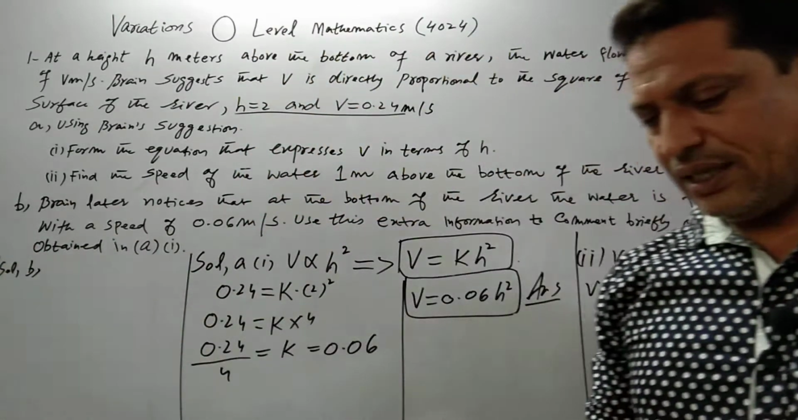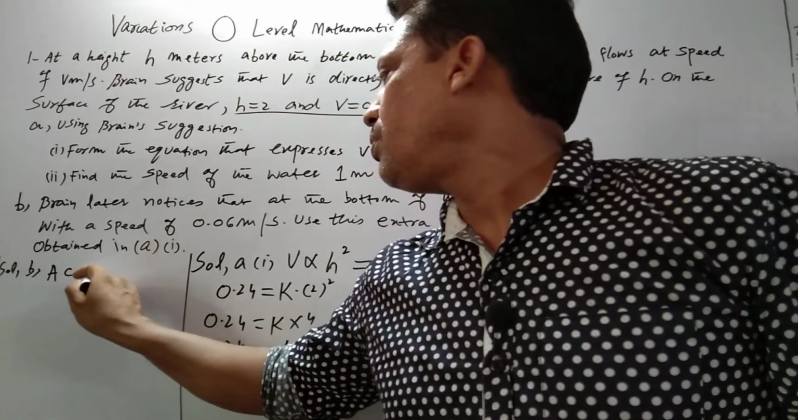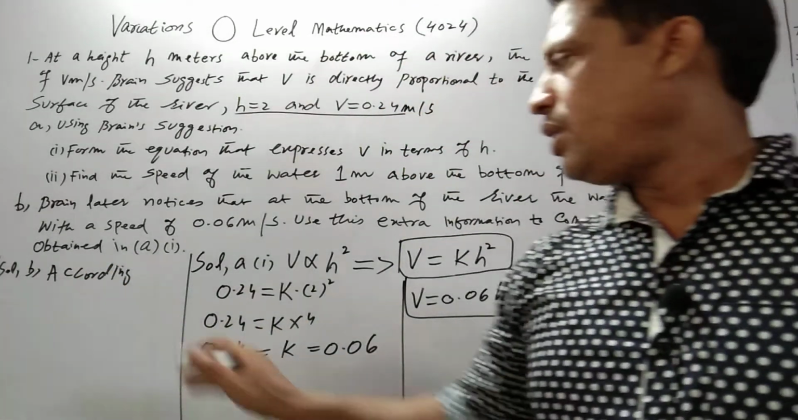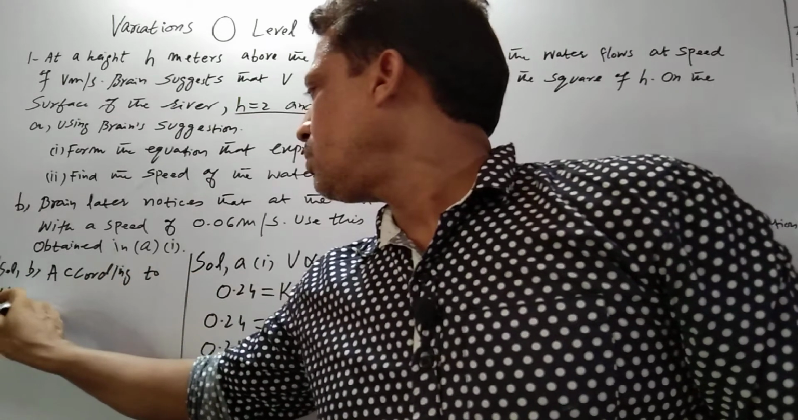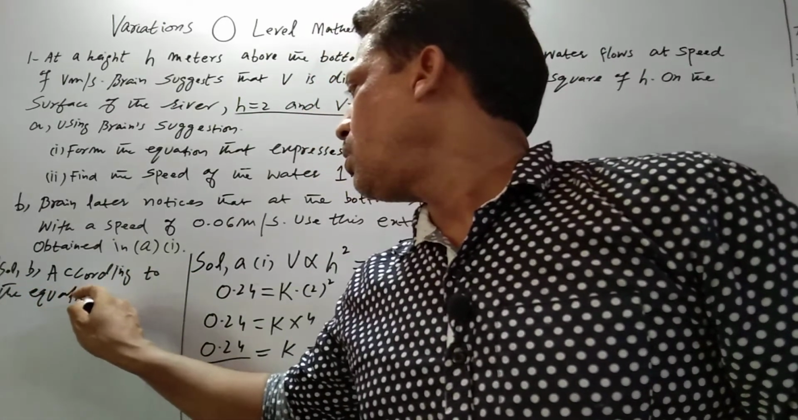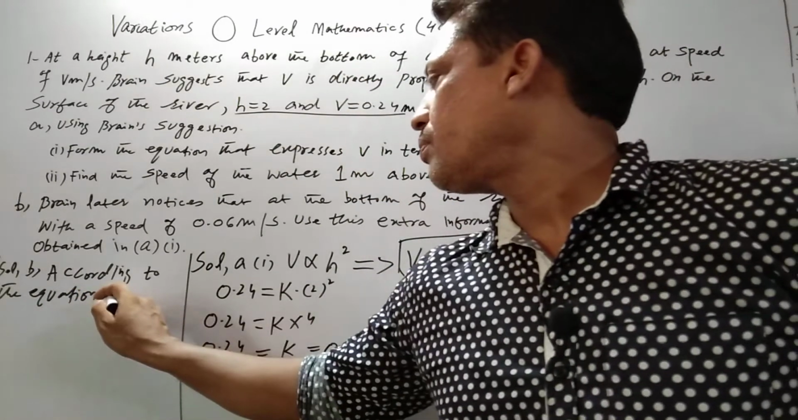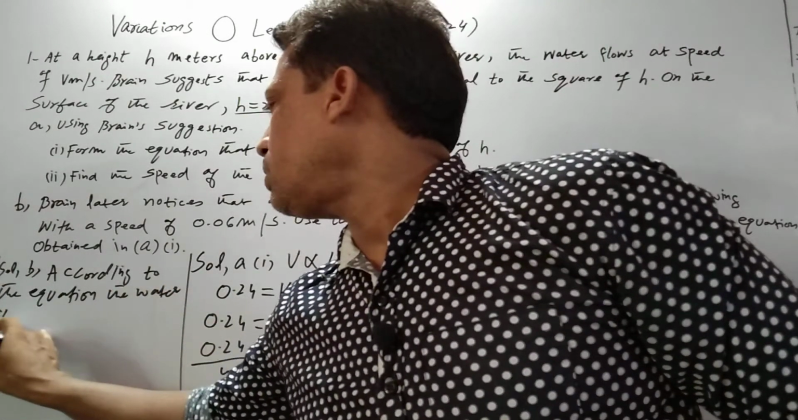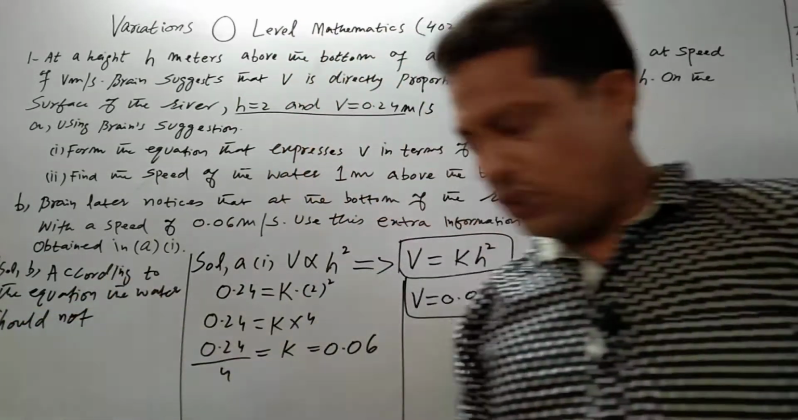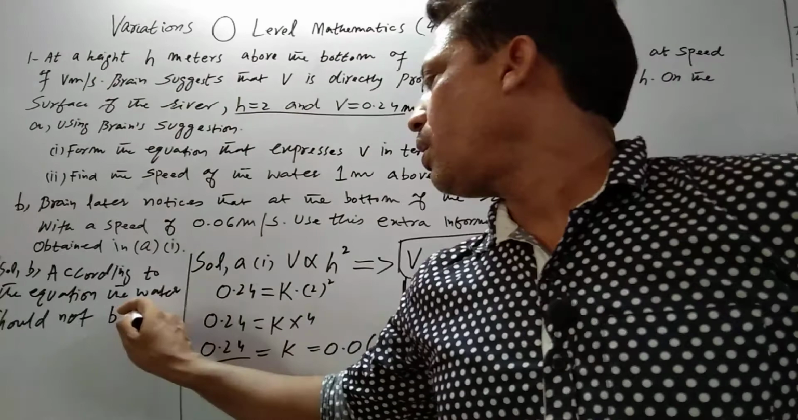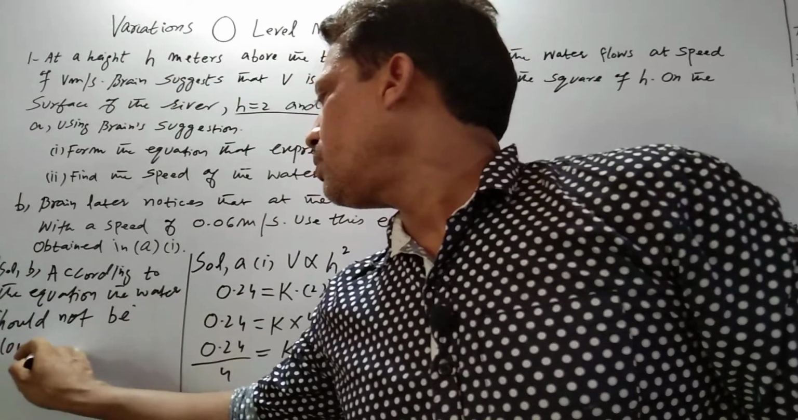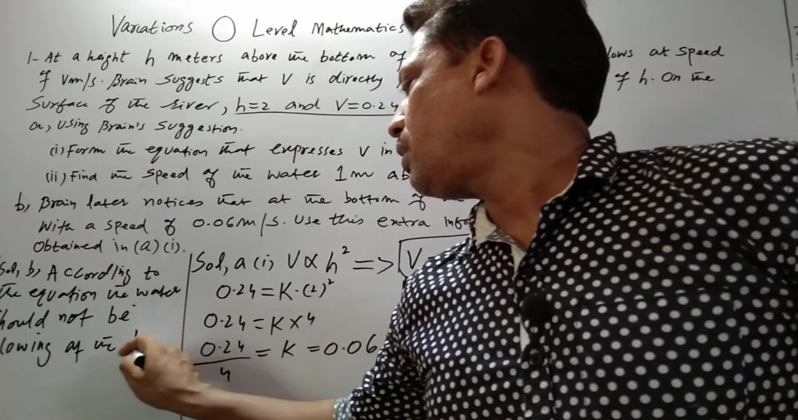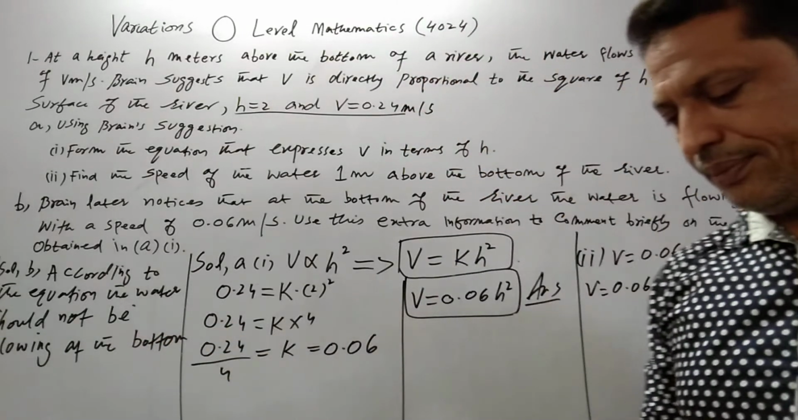The solution of part B, which I wrote for you: according to the equation, the water should not be flowing at the bottom of the river.